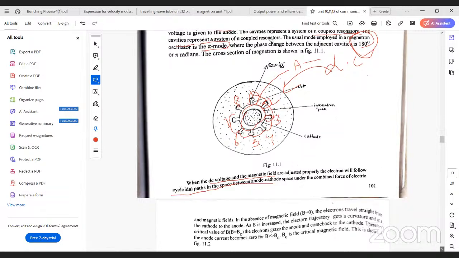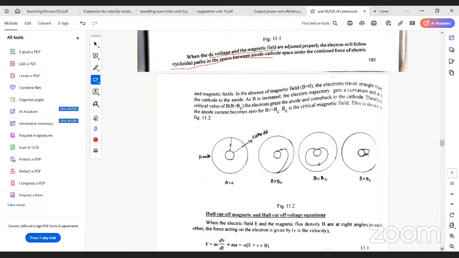Now in this diagram, what does it represent? Suppose before applying the magnetic field, only the electric field is applied. The electron moves in a straight direction without the magnetic field. Without applying the magnetic field means B equals 0. If B equals 0, the electron moves in this direction.